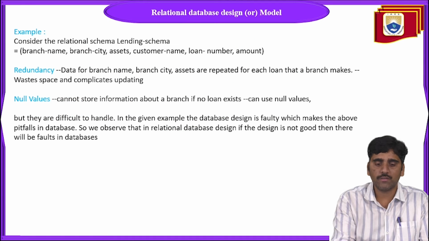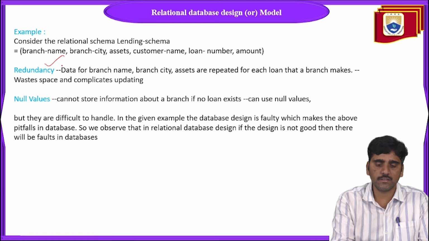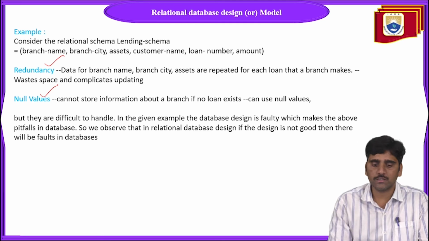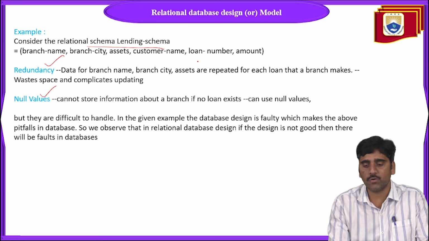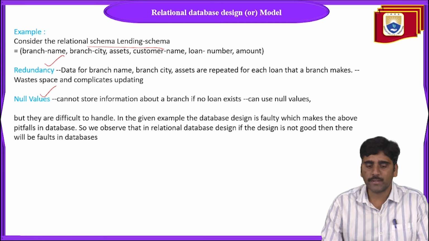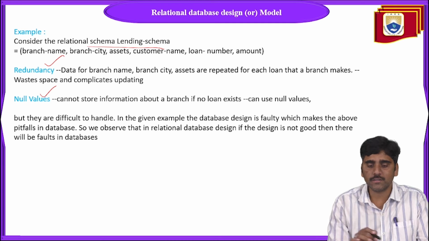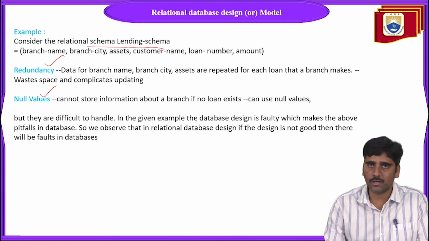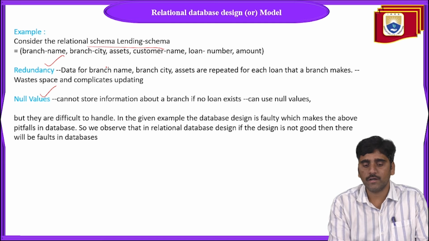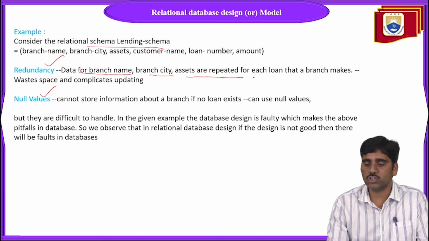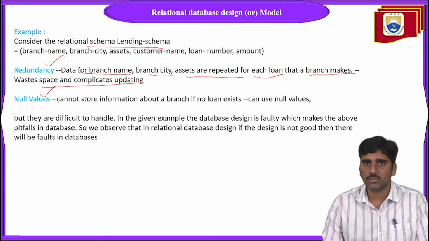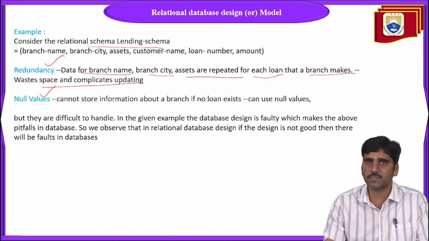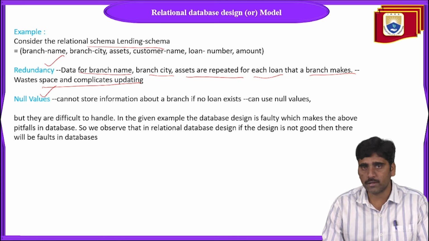So we can have the design issues. One is redundancy and the second one is null values. So consider that relational schema: branch name, branch city, assets, customer name, loan number, amount. These are some attributes from the table. While we're talking about redundancy for this table, data for branch name, branch city, assets are repeated for each loan that a branch makes, which wastes space and complicates updating. So the redundancy leads to wastage of space as well as complicating updating.